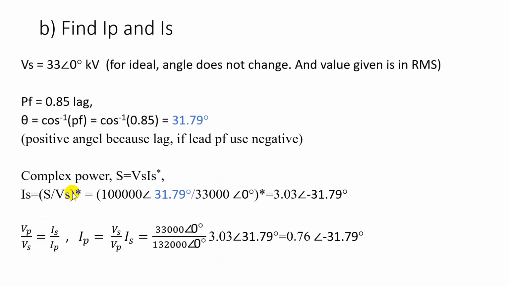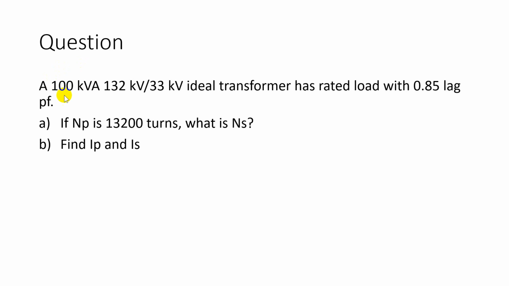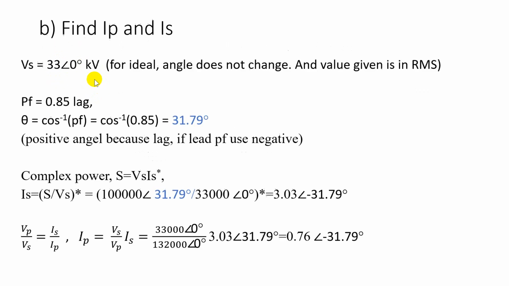So we continue. This one is from S. You can see here 100 kVA. This is apparent power, with no angle, so you have to convert this to a complex power. Remember, this is the complex power formula. Take the value of the apparent power, and then take the angle. Just put it here, divide by 33,000, which is VS. This one, just transfer here. And don't forget to conjugate the answer.